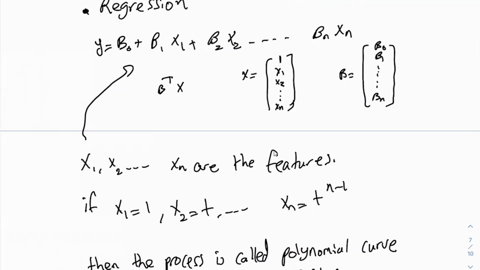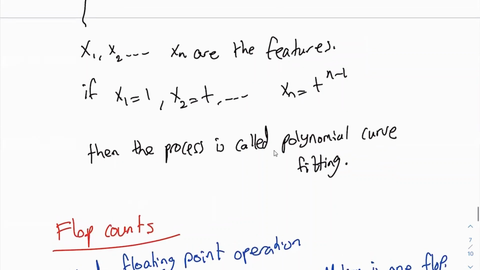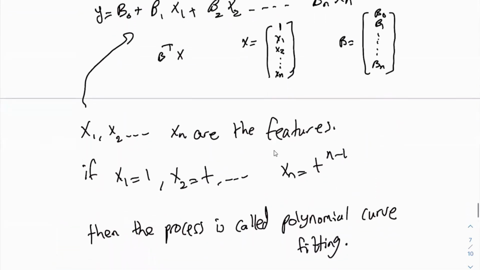Now, if you let x1 be 1, for example, x2 be t, and xn be t to the n minus 1, then you have a case of, for example, curve fitting. In that case, you don't have a beta naught because x1 is already 1, so it plays the role of x naught. So when you have a curve fitting problem like that, what would you do?